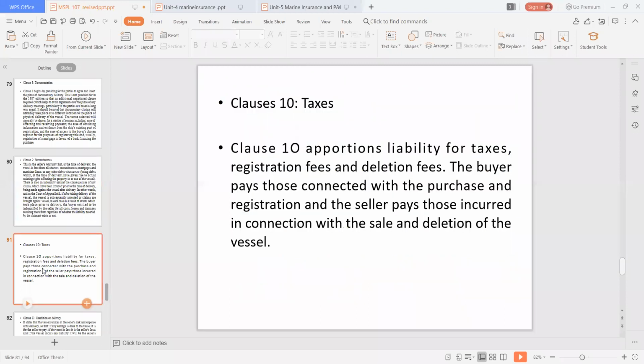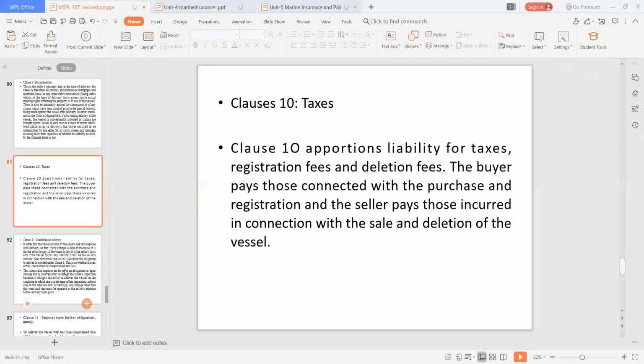Clause 10 focuses on taxes. Clause 10 apportions liability for taxes, registration fees, and deletion fees. The buyer pays those connected with the purchase and registration, and the seller pays those incurred in connection with the sale and deletion of the vessel. So normally taxes, clause 10, what are the taxes that will be incurred there?